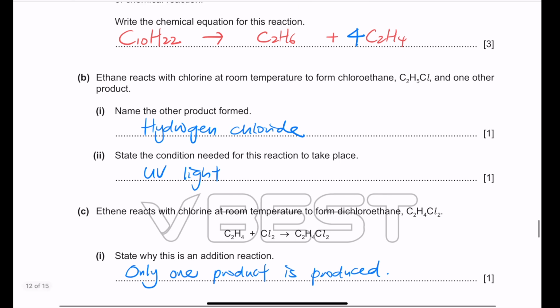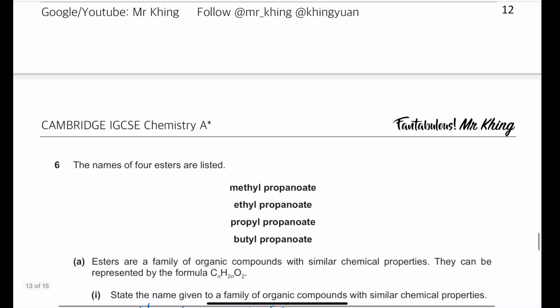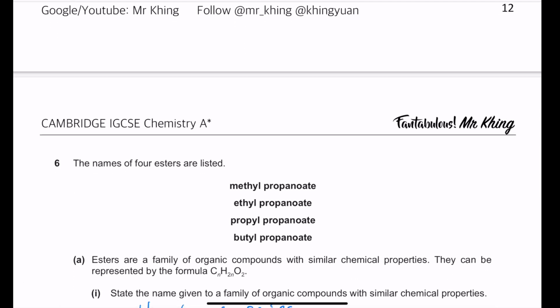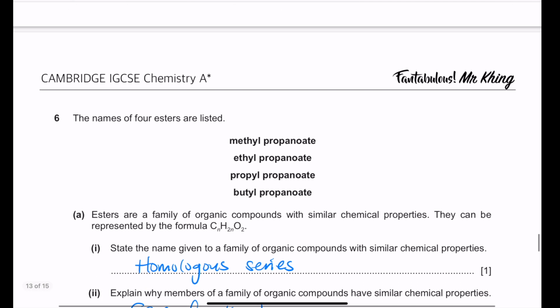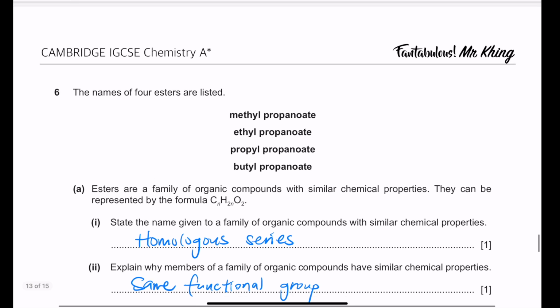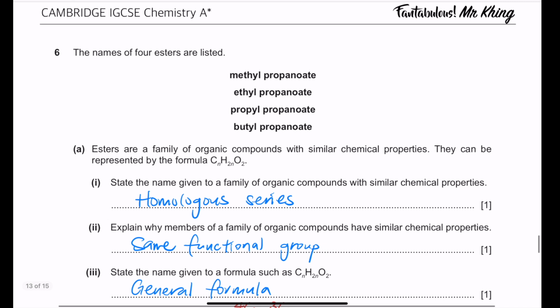Given all this, what is the name that's given to families of organic compounds with similar chemical properties? It is called a homologous series. And why do they have similar chemical properties? Because they have the same functional group. Remember, functional group is the group of atoms that determine the chemical properties. And what is this kind of formula called? It's called the general formula.